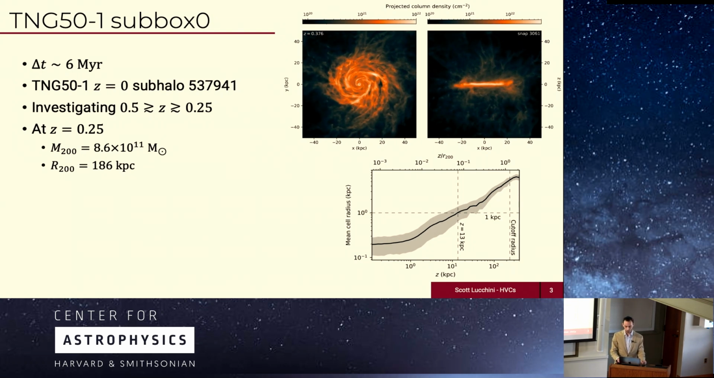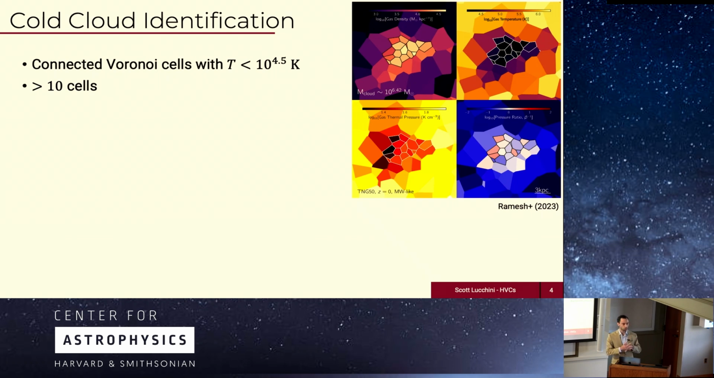And this is the one that we analyzed in this work to look for these high-velocity cloud analogs. So to do that, we recreated the Voronoi mesh around this galaxy out to 200 co-moving kiloparsecs. And we created a catalog of cold clouds, connected Voronoi cells that all have temperatures less than 10 to the 4.5 Kelvin. This technique, I believe, was originally used by Dylan in a paper back in 2020 looking at cold gas around luminous red galaxies, and then also by Rahul Ramesh last year looking at the Milky Way M31 sample at z equals 0.